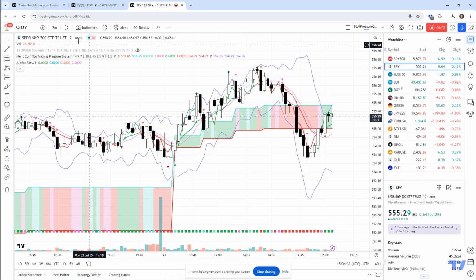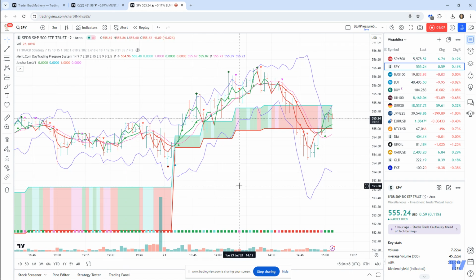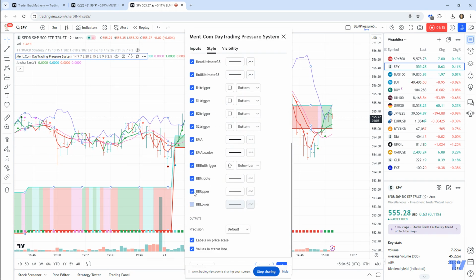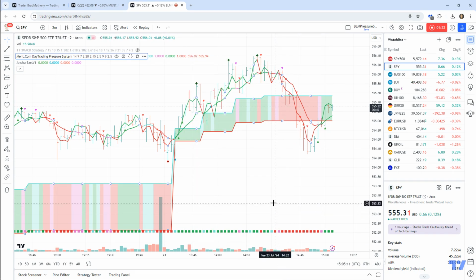The easiest way to show it to you is to come over here and go to bars. What we will do is come in here to style and get rid of the Bollinger Bands, and get rid of the trigger, because I'm not sure the trigger is working well or accurately. So hide that, close that. You can see here the pressure system is designed to map out price pressure.